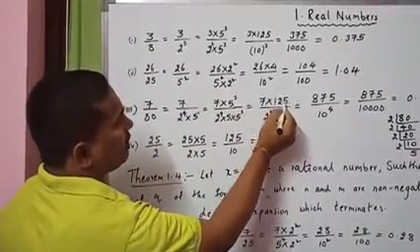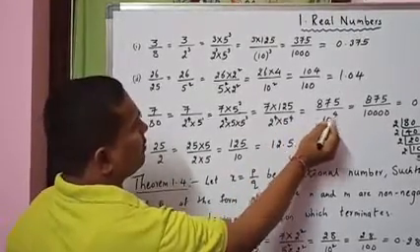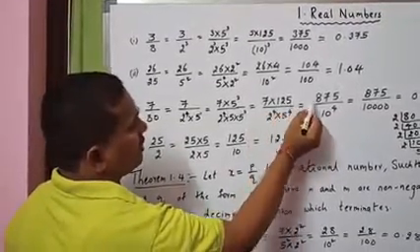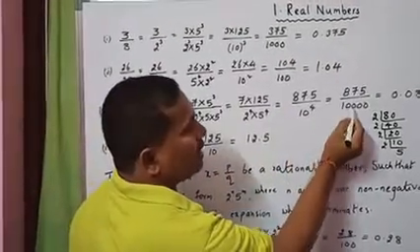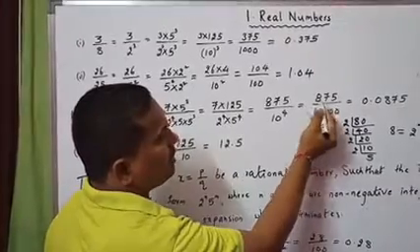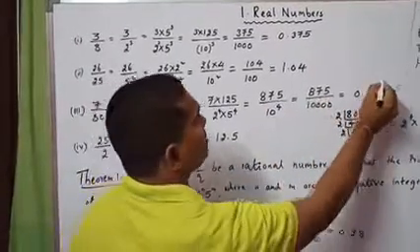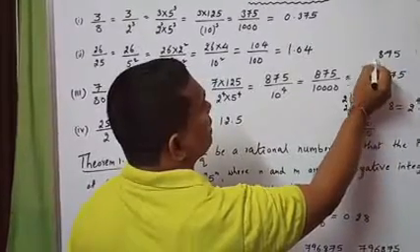So 5 cube is 125. 2 power 4 into 5 power 4 is 2 into 5, which is 10, so 10 power 4. 7 into 125 is 875. 10 power 4 means 10,000, which has 4 zeros. So 4 digits before the point. But here 8, 7, 5 are only 3 digits. There is no fourth digit.